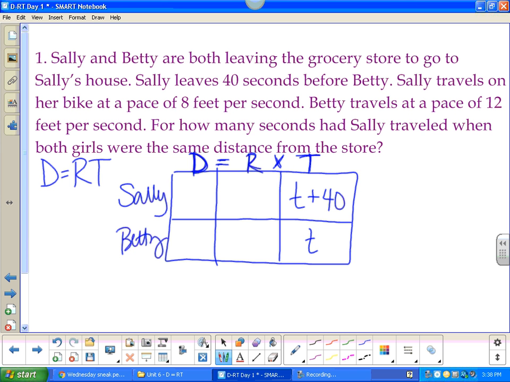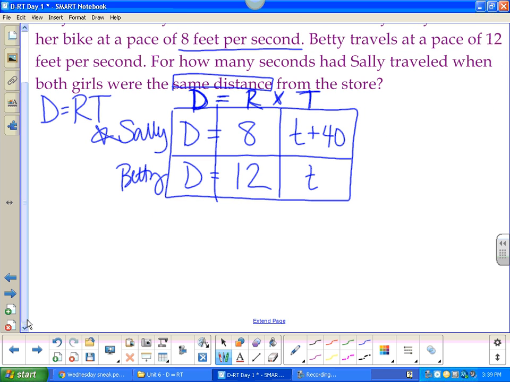Sally travels on her bike at a pace of 8 feet per second. That's her rate, 8 feet per second. And Betty travels at a pace of 12 feet per second. So Sally gets a head start, but Betty's traveling faster. So eventually Betty is going to meet up with Sally and pass her. And what we want to know is, for how many seconds had Sally been traveling? So I want Sally when both girls were the same distance. Well, same means equal. So I want to know when their distances are equal to each other. So I take Sally, 8 times T plus 40, and set it equal to Betty.